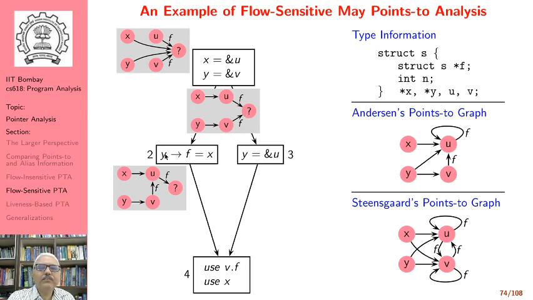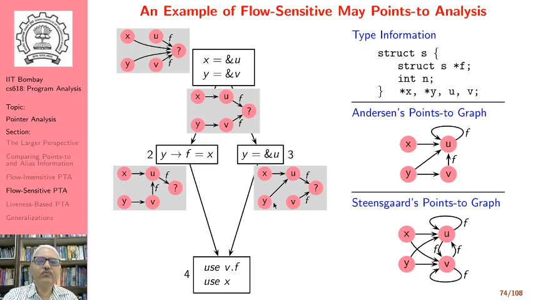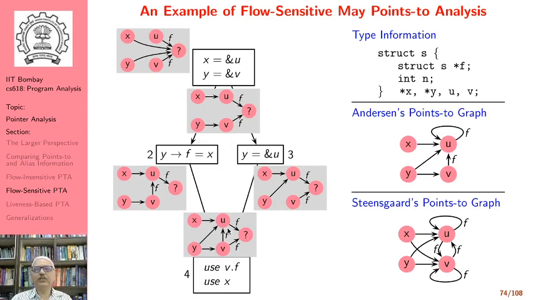Now, after the assignment in statement 2, y arrow f, y has a single pointee v, and therefore we perform a strong update. So this question mark pointee is removed. Instead, we update the pointee of the f field of v to u because x points to u. Along this path, y starts pointing to &u, y points to u because of this assignment. So the edge y points to v is removed, and now we get this points-to graph.